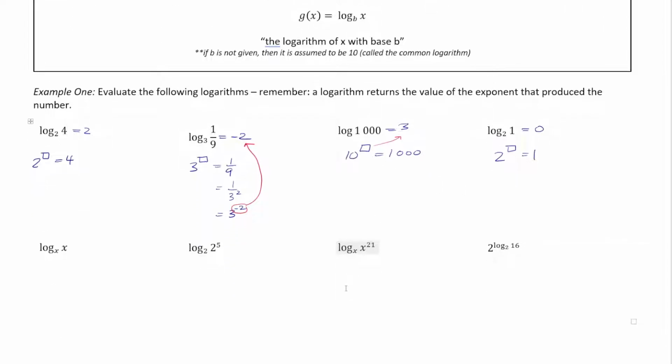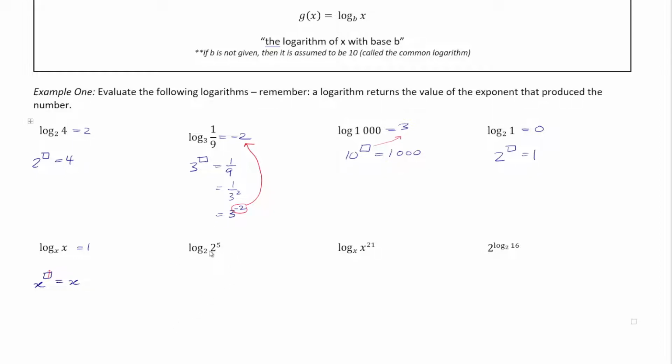All right, instead of dealing with numbers, we're going to have a few examples here that involve variables. So log x base x. Same idea as above. We say, okay, we have a base x raised to some exponent produces just x. So what is that exponent? x raised to what exponent just gives us back x? 1. So the answer here would be 1.